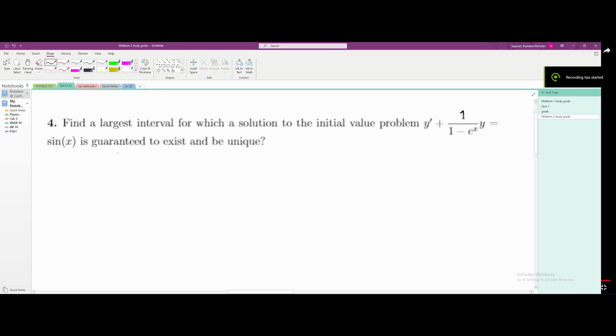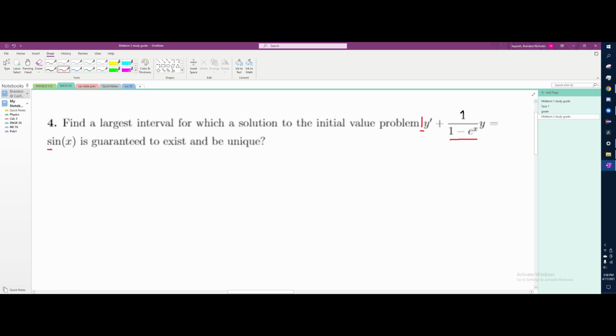For question 4, we're asked to find a large interval for which a solution to the initial value problem y prime plus 1 over 1 minus e to the x y is equal to sine of x is guaranteed to exist and be unique. For something like this, we need to look at the values in front of the dependent variable, which in this case is y. So in front of y prime is 1, and in front of y we have 1 over 1 minus e to the x. We also have to look at the right side, which does not have a y, and in this case it is sine of x.